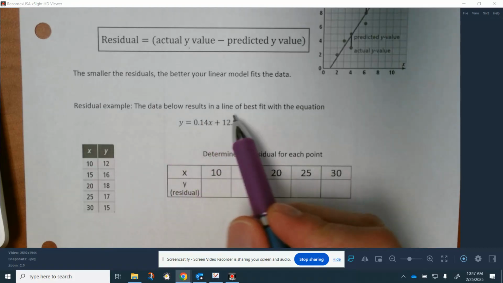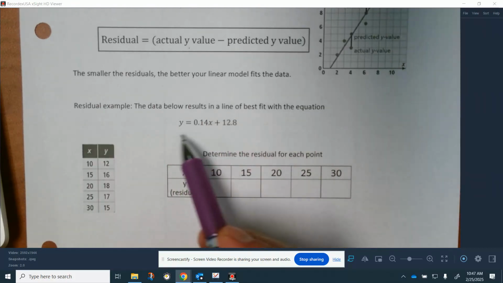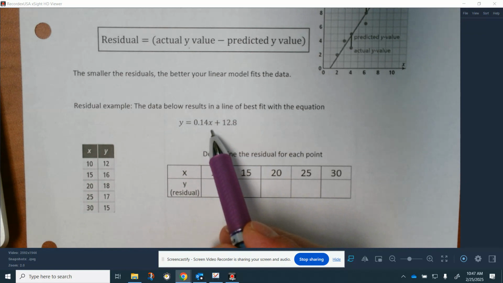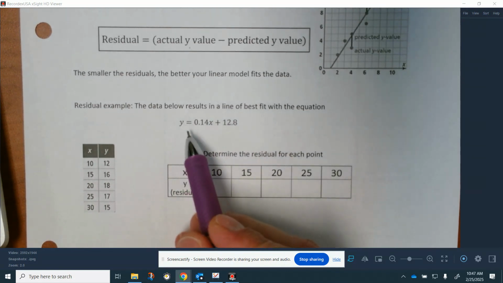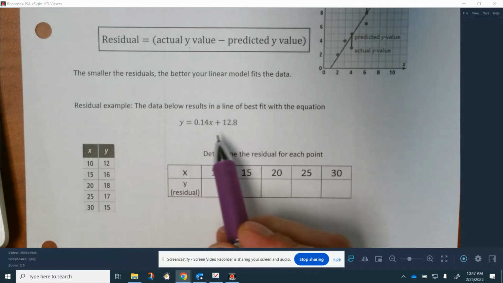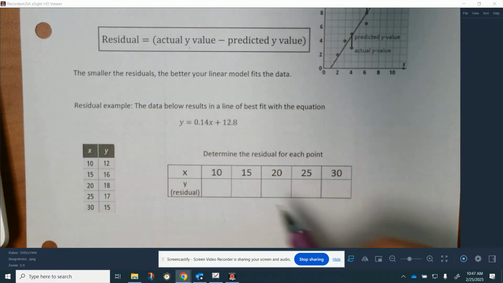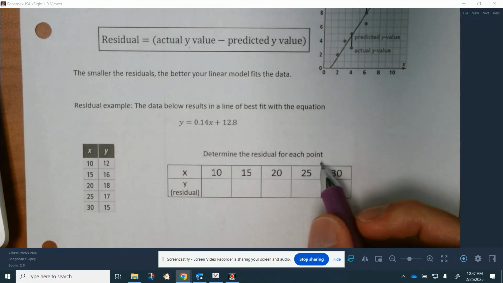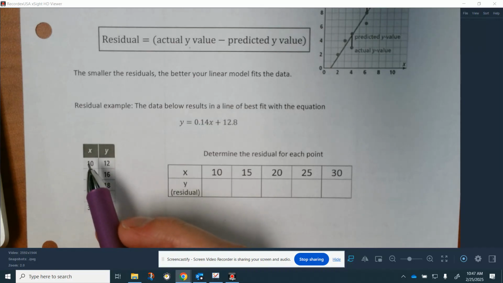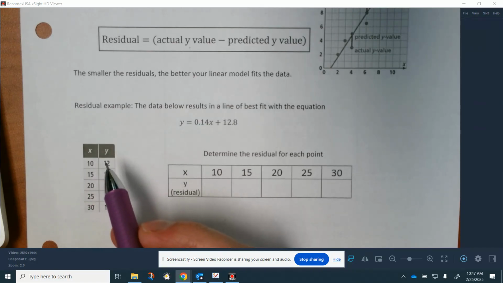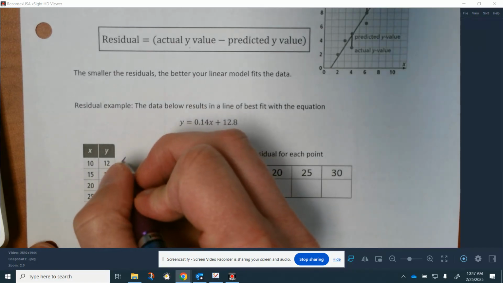The data below results in a line of best fit with the equation y equals 0.14x plus 12.8. So this is the equation for our trend line. That's our line of best fit. Okay? And it says determine the residual of each point. Well, these are our actual data points. So when x is 10, y is 12. This is the actual.